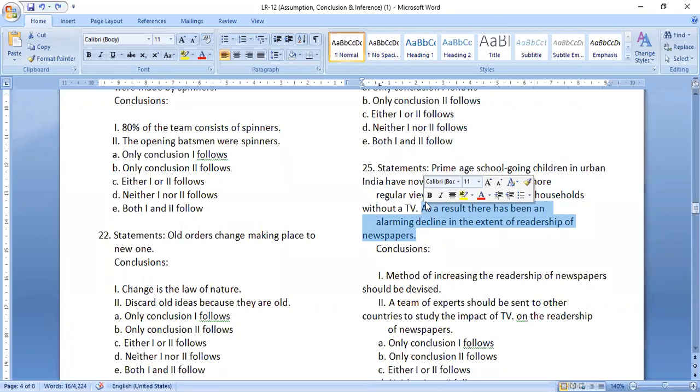Suppose you had an option that says a method of increasing the readership of newspapers and decreasing television viewership, then that would be most appropriate. But the option says a method of increasing the readership of newspapers should be devised. Is that the central problem? Or do they have a problem with the fact that children are watching TV? Or is the problem that children are watching TV, and therefore that has resulted in a drop in newspaper readership? What is the problem? I think the central problem is the readership.